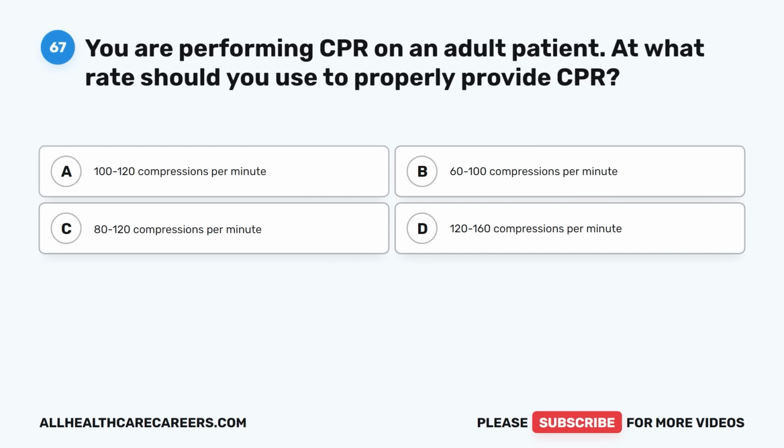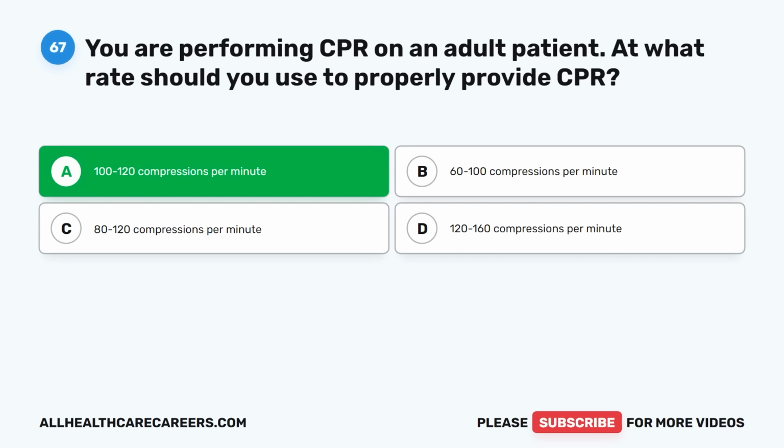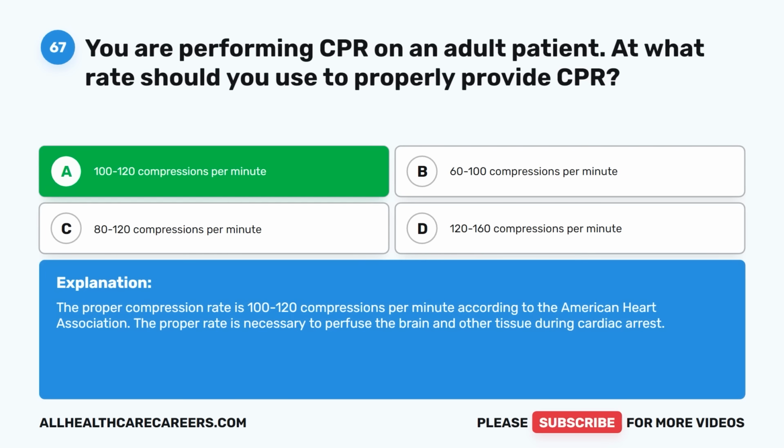Question 67. You are performing CPR on an adult patient. At what rate should you use to properly provide CPR? A. 100 to 120 compressions per minute. B. 60 to 100 compressions per minute. C. 80 to 120 compressions per minute. D. 120 to 160 compressions per minute. The correct answer is A. 100 to 120 compressions per minute. The proper compression rate is 100 to 120 compressions per minute, according to the American Heart Association. The proper rate is necessary to perfuse the brain and other tissue during cardiac arrest.